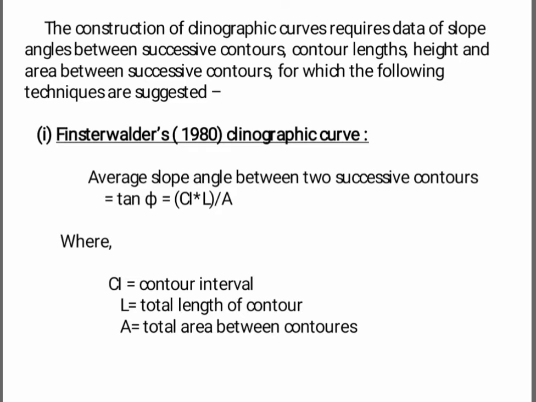First is Wentworth in 1930. Average slope angle between two successive contours, tan phi, is equal to Ci into L divided by A, where Ci is equal to contour interval, L is equal to total length of contour and A is equal to total area between contours.